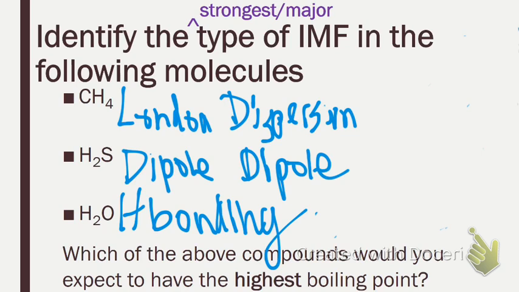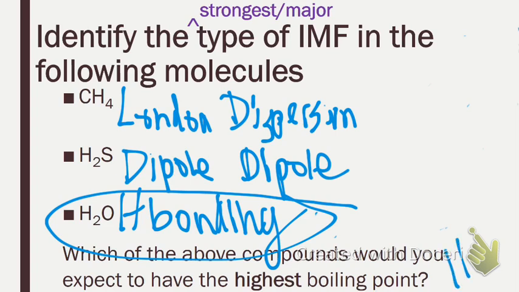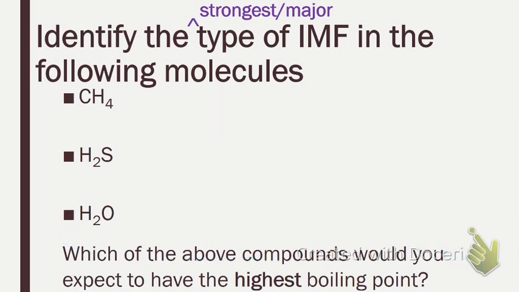Which of these would we expect to have the highest boiling point? Well, whichever one has the strongest intermolecular forces that are being held together the most, and hydrogen bonding is the strongest. So H2O would have the highest boiling point, at least of these options. We know ionic and metallic have much higher boiling points than covalent, but out of these covalent options, water, dihydrogen monoxide, does have the highest boiling point.